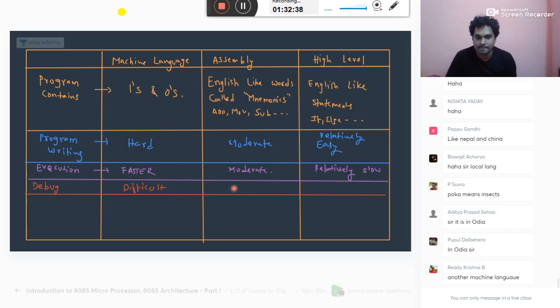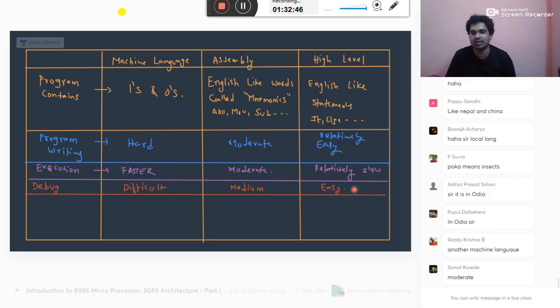Then this one is always medium only. Relatively easy, difficult, and this one medium, moderate. You can say this is the debug phase. The next one.